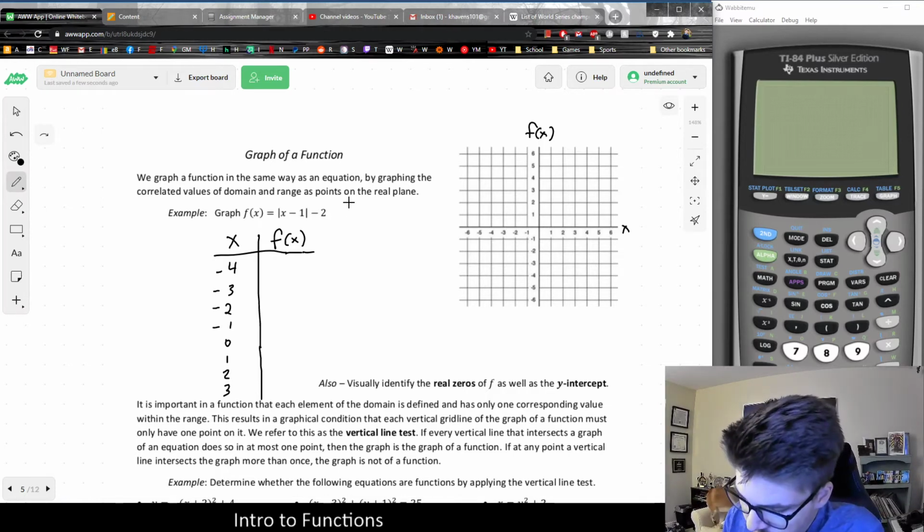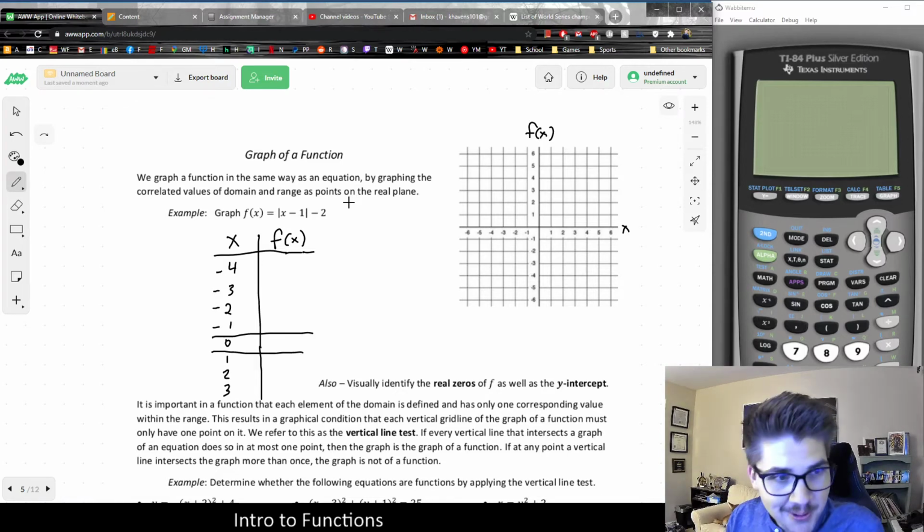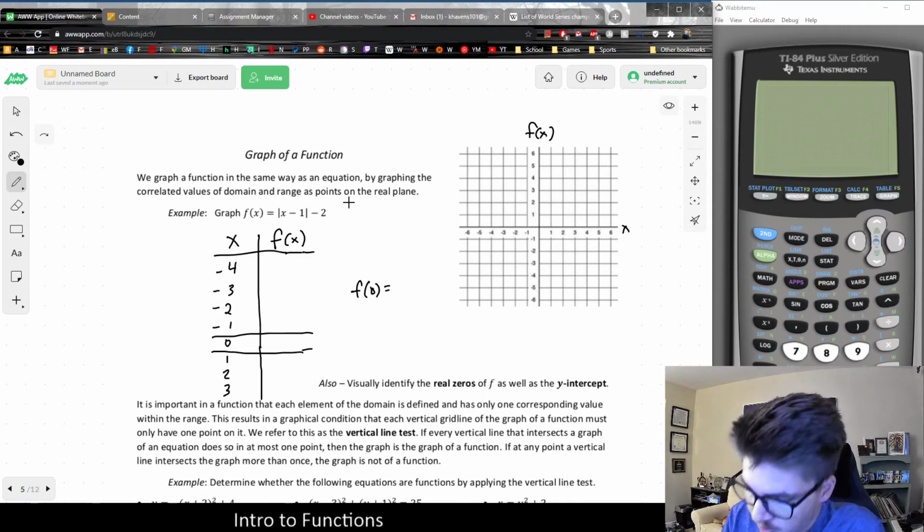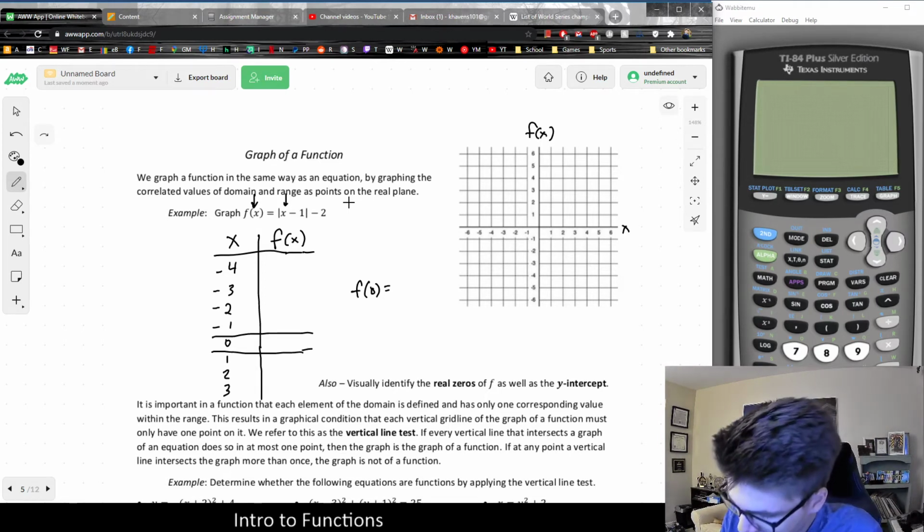Say I wanted to start at 0, just because 0 is an easy number to calculate with. We can figure out f of 0 by plugging it in. If I'm plugging in 0, I'm going to plug it in for all locations of x in the formula. So that would be the absolute value of 0 minus 1, minus 2.